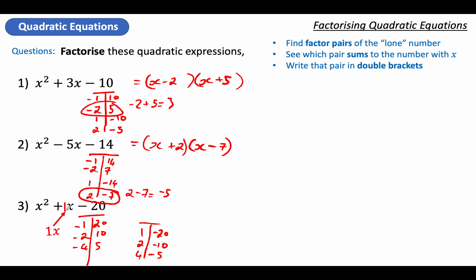Now one of these pairs is going to add up to make this positive 1, because it's positive x, so it's positive 1x. Which pair goes together to make positive 1? That one. That pair has a difference of positive 1. If I start with negative 4 and I add 5, I get to positive 1. Alright, so those are the numbers that I put in the brackets. x take away 4 and x plus 5. And that's the only pair that will work. Alright, tick, tick, tick.